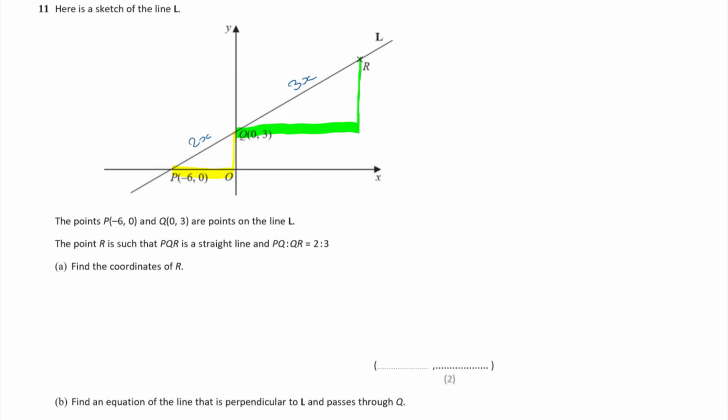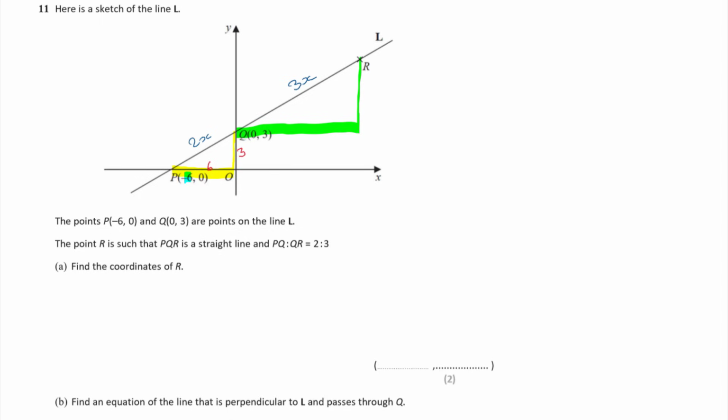Okay, so how far is it in the direction of X, and how far is it in the direction of Y from P to Q? So if you have a look at the X coordinate of P, we're down here, look at -6. And then if you go to the origin, then you're going to be going 6 units to the right to get to the origin. So that's 6. And then to go from the origin 0, 0 up to Q, which is 0, 3, we are going 3 units up.